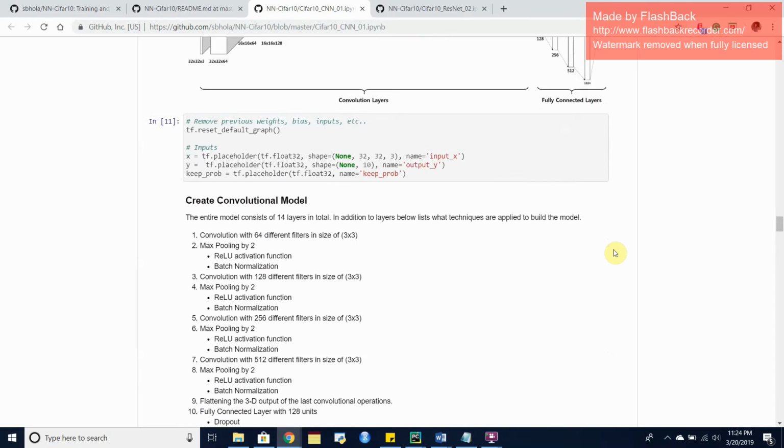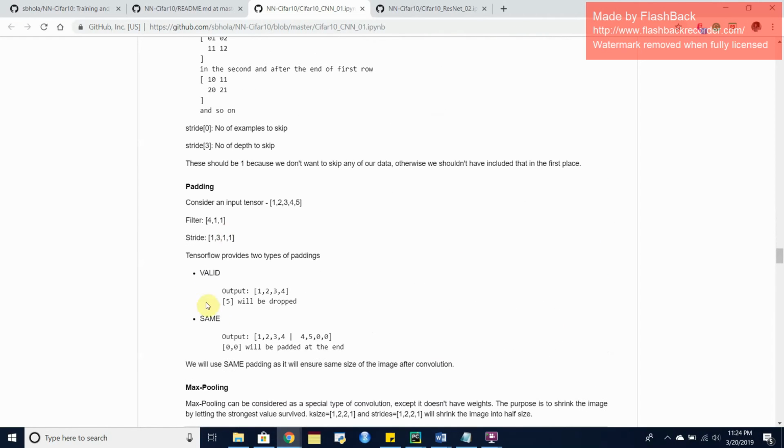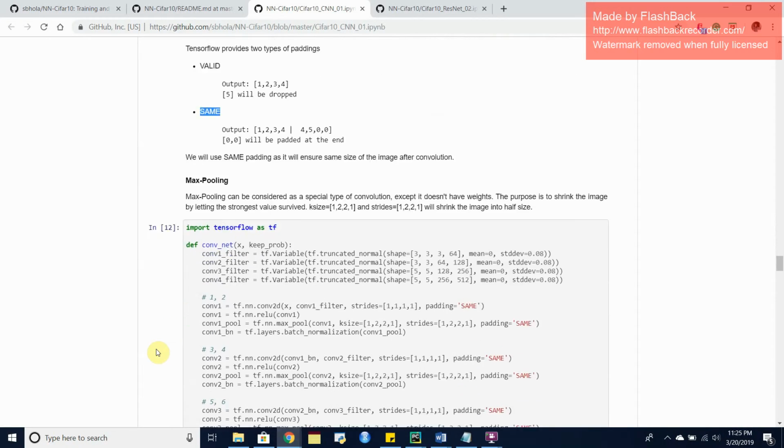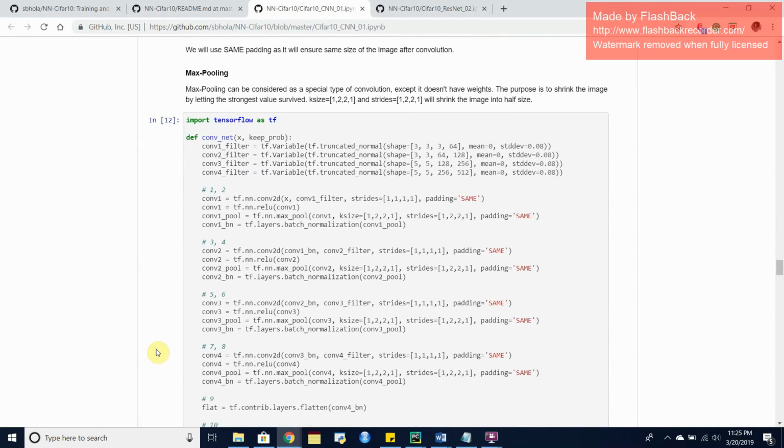Let us now look at some of the building blocks of neural networks. First is padding. We have used the same setting for padding, which will ensure the same size of the image after convolution. Max pooling is a sample-based discretization process whose objective is to downsample or downsize an image, reducing its dimensionality.